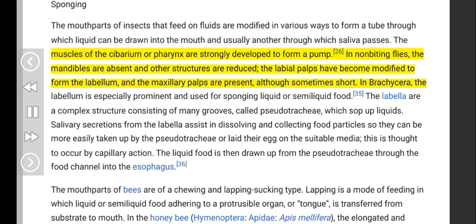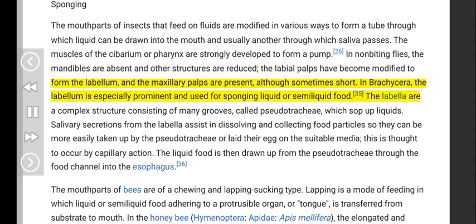In non-biting flies, the mandibles are absent and other structures are reduced. The labial palps have become modified to form the labellum, and the maxillary palps are present, although sometimes short. In Brachycera, the labellum is especially prominent and used for sponging liquid or semi-liquid food. The labella are a complex structure consisting of many grooves, called pseudotracheae, which sop up liquids.